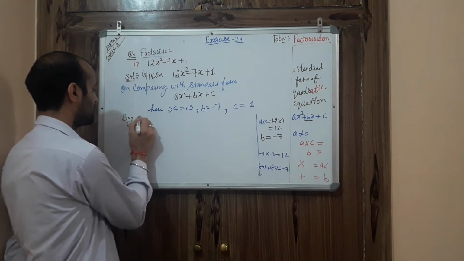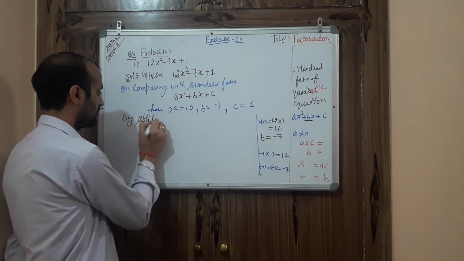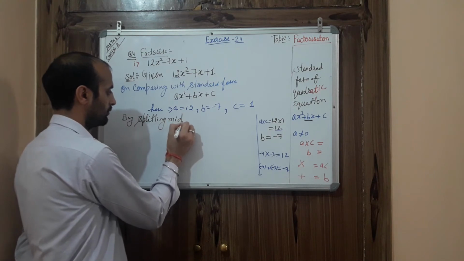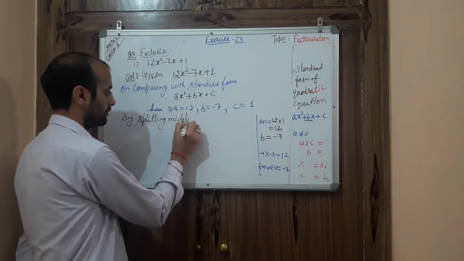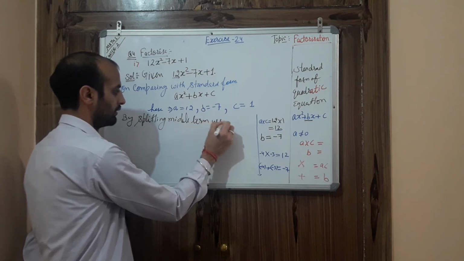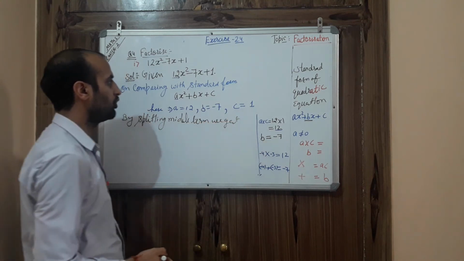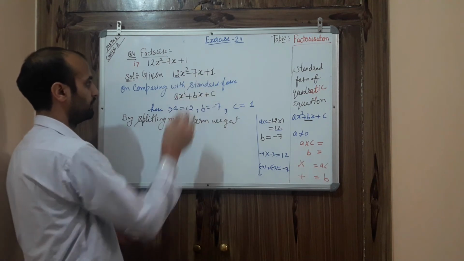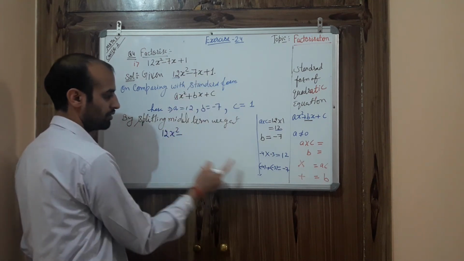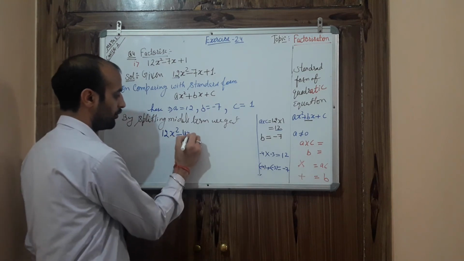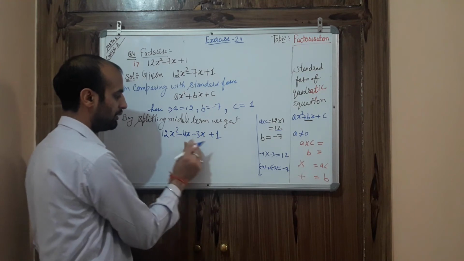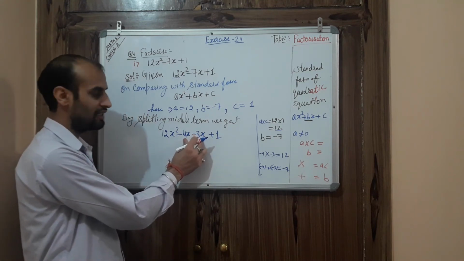Next, by splitting the middle term. Now we come to know we can split this 7. How to split? 12x square, select this one, minus 4x minus 3x plus 1. If you add these two, once again you will get 7.